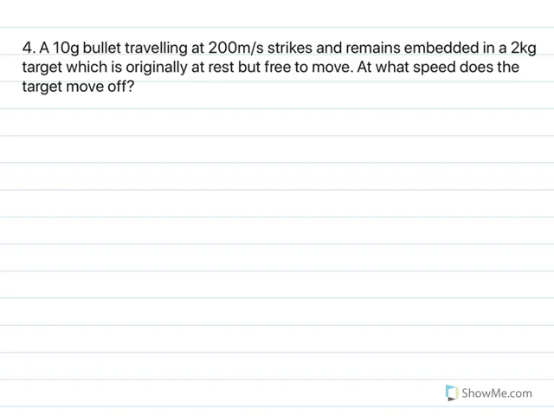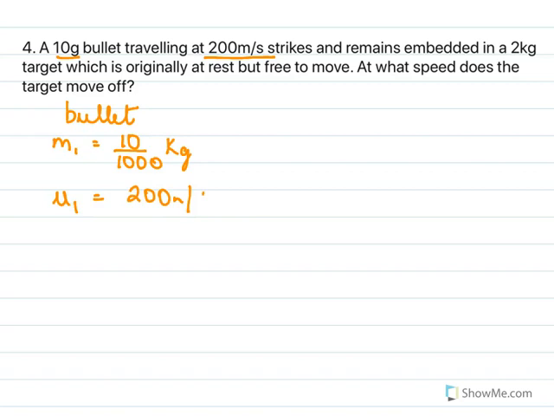A 10-gram bullet. Now here again we have a bullet. A 10 grams, so the mass is 10 over 1000. Remember, we have to work in kg. Traveling at a speed of 200 meters per second, so initial velocity 200 meters per second. Strikes and remains embedded in a 2 kg target. So the bullet hits the target.